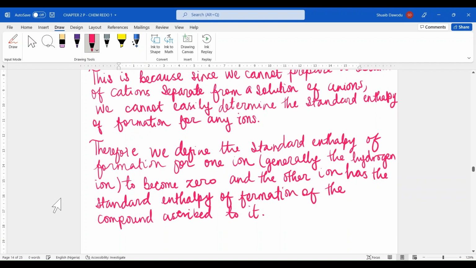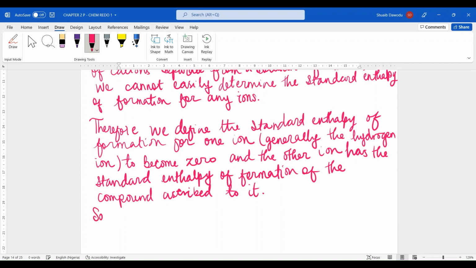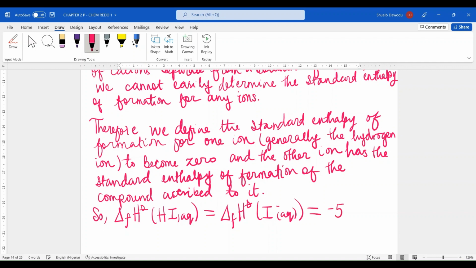So, last information. The change in enthalpy of formation for HI aqueous is equal to the change in enthalpy of formation of I minus aqueous, which is equal to negative 55 kilojoule per mole. And this is basically the answer to this question. This is how you write it for your professor, or in your assignment or in your test.